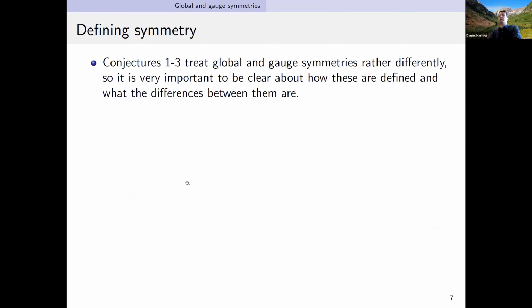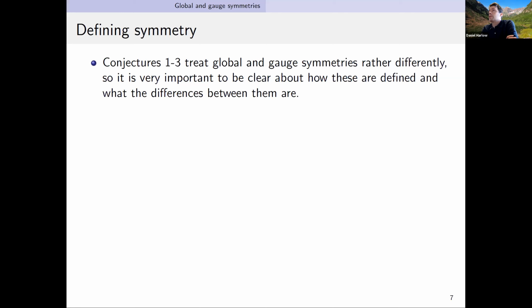So now let's try to unpack a little bit more what these conjectures mean, how we might try to prove them. So the first key point is that these conjectures treat global and gauge symmetries rather differently, right? I mean, global symmetries are not allowed, gauge symmetries are allowed.